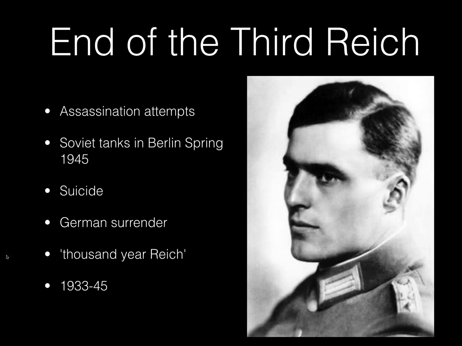Let's have a look at the end of the Third Reich. There were some assassination attempts. This gentleman here on the right is Klaus von Stauffenberg, a member of the failed bomb plot on Hitler. But by 1945, the writing was on the wall. Soviet tanks had reached Berlin in the spring of 1945, and in April, Hitler committed suicide. A month later, the Germans surrendered, and the so-called Thousand-Year Reich had ended after, let's do my maths, 13 years of Nazi rule. I made some decent notes.